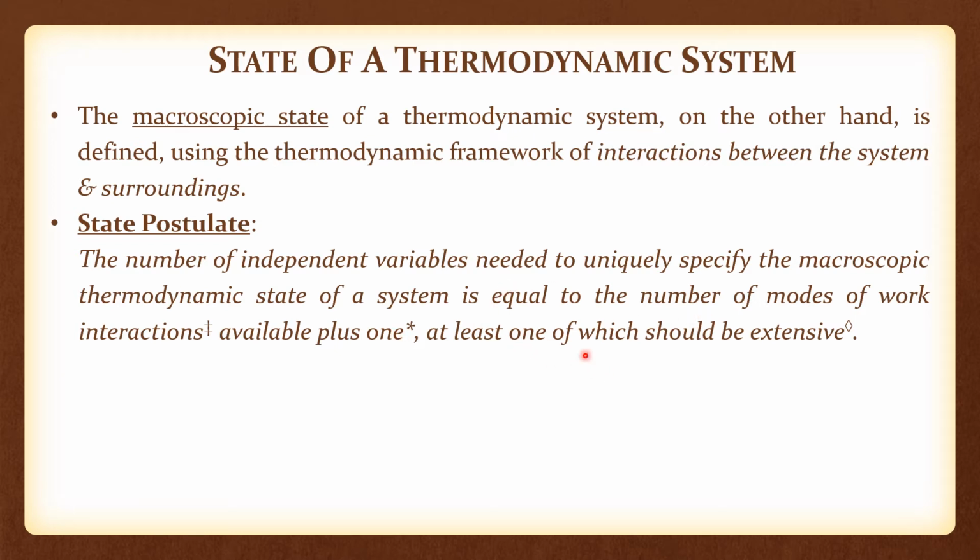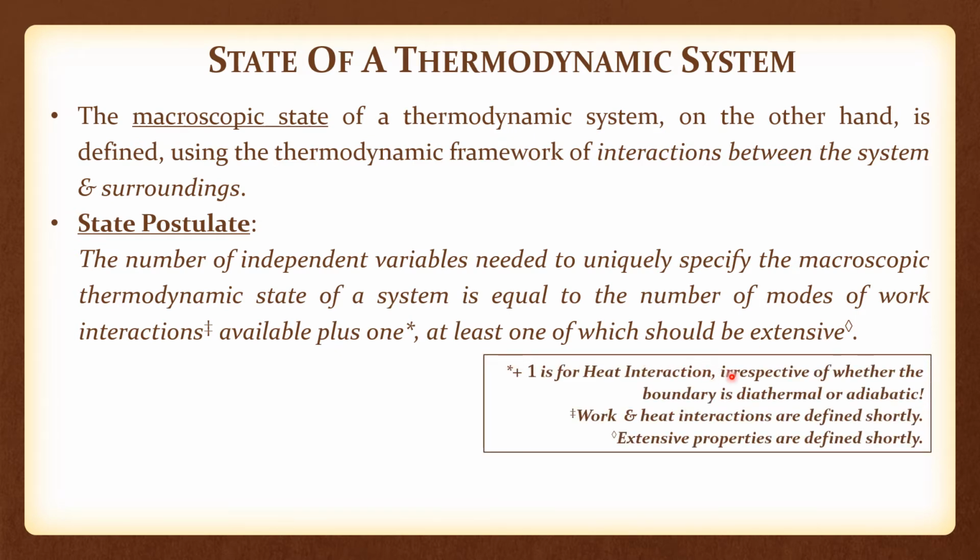and at least one of these variables, the number of independent variables, at least one of which should be an extensive variable, which we have not defined so far. We will define it in one of the subsequent slides. So the plus 1, as I said, is for heat interaction, irrespective of whether the boundary is thermal or adiabatic. And why this should be the case is something that we will see in one of the subsequent lectures. In other words, even if you have a perfectly insulated boundary with no thermal energy exchange, that mode is always needed. And why would that be the case? For those of you who have earlier studied thermodynamics and the laws of thermodynamics, this idea is contained in the second law of thermodynamics. But we will see. Now, the work and heat interactions that we've been talking about will be defined shortly. Extensive properties also will be defined shortly.